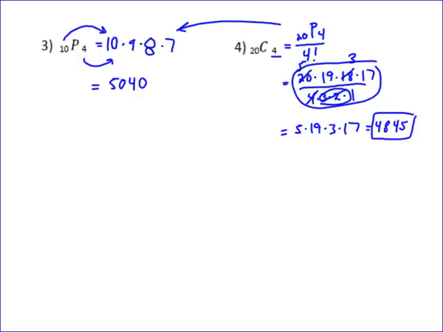And that might come up in a problem where there are 20 people and you need groups. How many groups of 4 are there? Well, it would be 4,845 groups of 4.